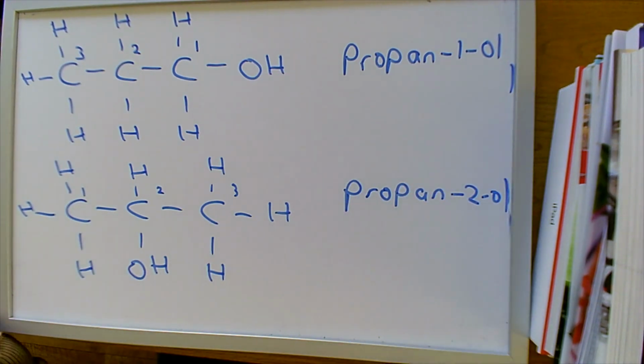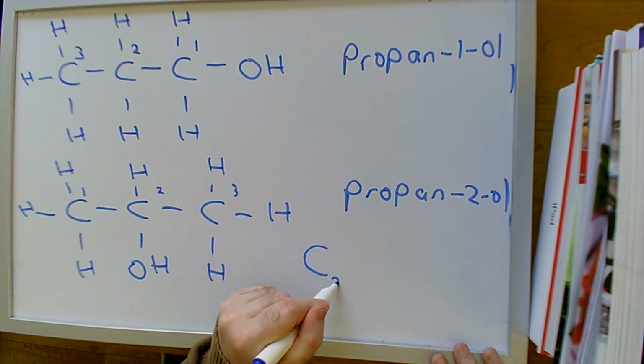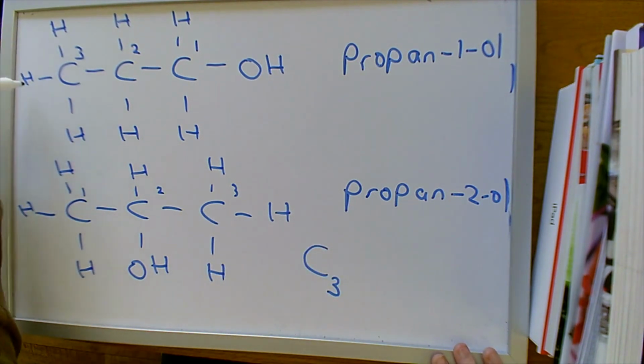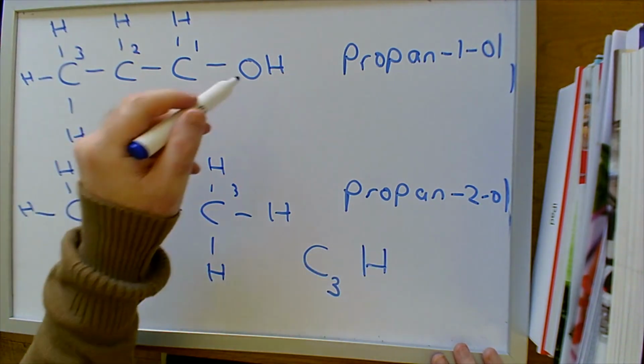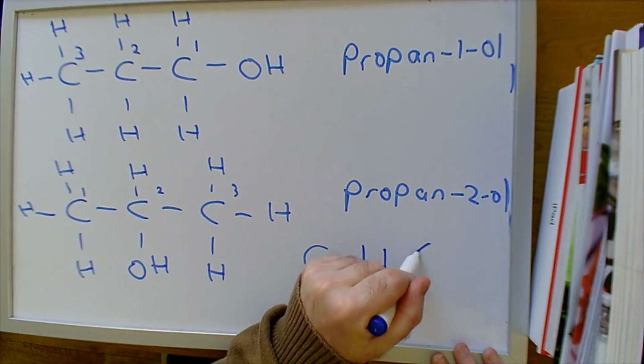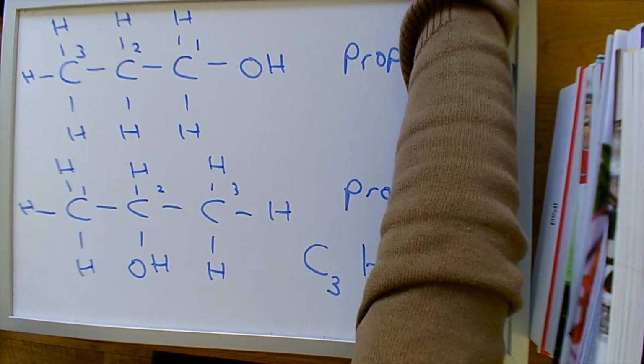Now these different versions of an alcohol with 3 carbons in it are called isomers because they have the same molecular formula, C3H8O, and they have different structures, different arrangement of atoms, different structural formulae.